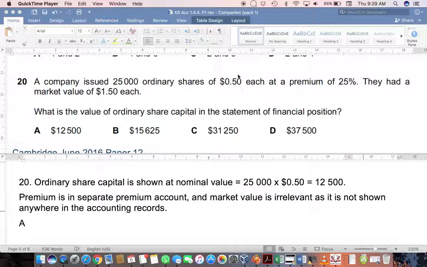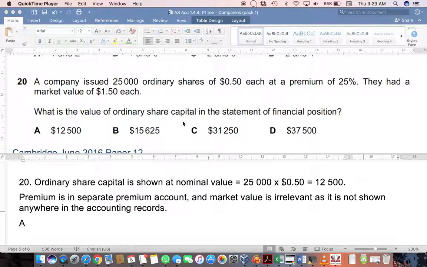That is your issue price. So it means that your issue price would be 50 cents times 1.25. In other words, it would be about 62.5 cents each is the price they would have been issued at. The market value simply refers to what they are trading for outside on the open market. And this actually doesn't affect the company at all. No transaction is happening with the company, and so the company won't record this market value in their books at all.